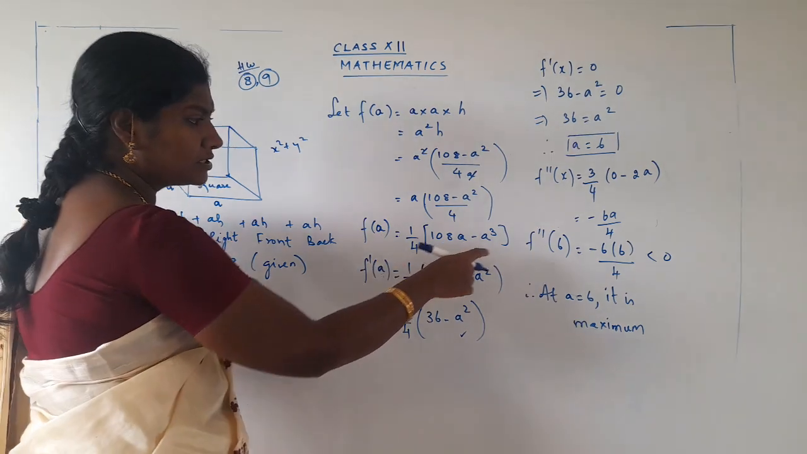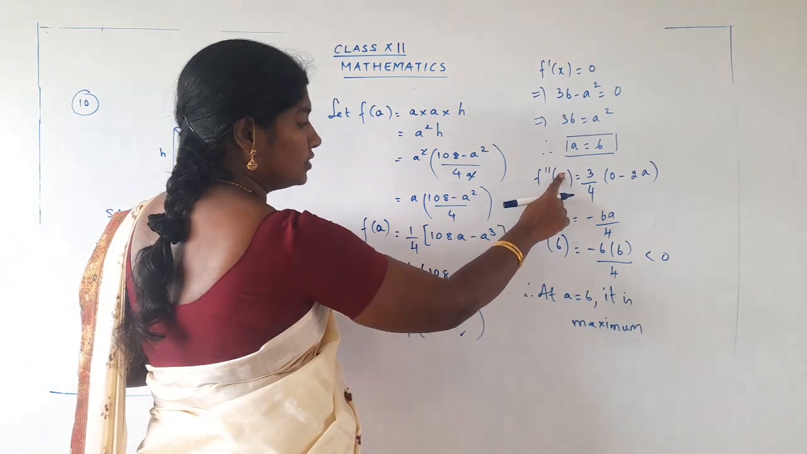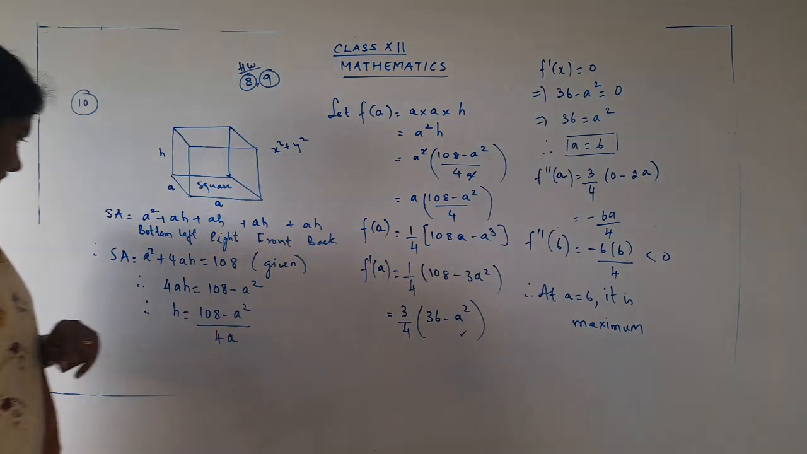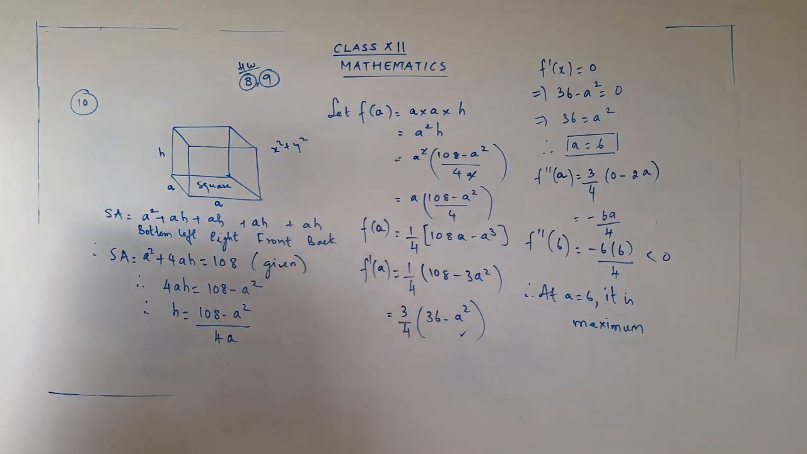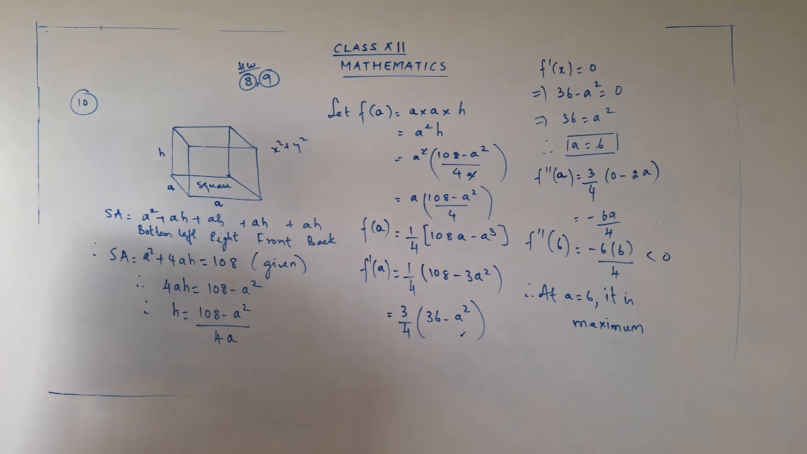So f dash is, because here we are substituting a as 6. Yes, we are not writing x is equal to 6. So wherever you have taken x, you have to make it as a. We are taking the function as f of a, because we are going to differentiate with respect to a. So we cannot write there x, because if you take x, then you have to differentiate with respect to x. So we have to take it as a. So at a is equal to 6, it is maximum.